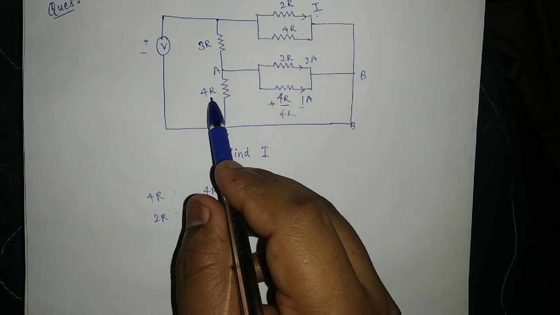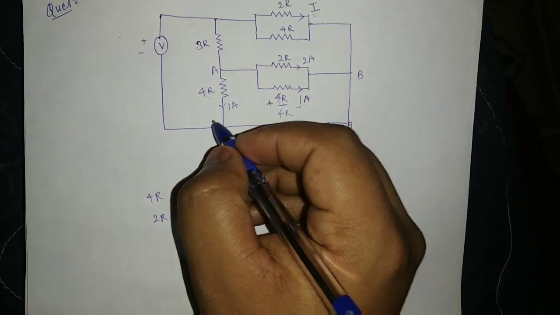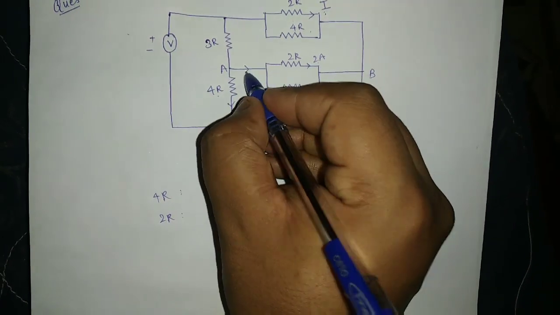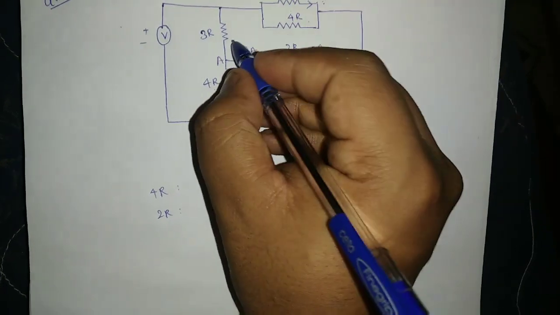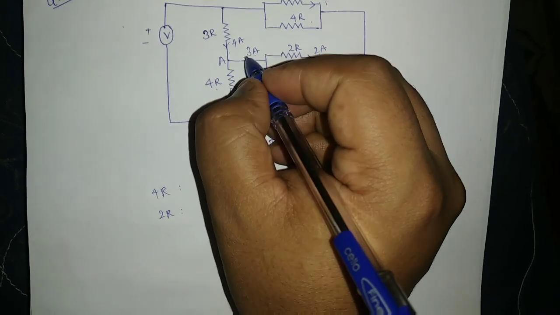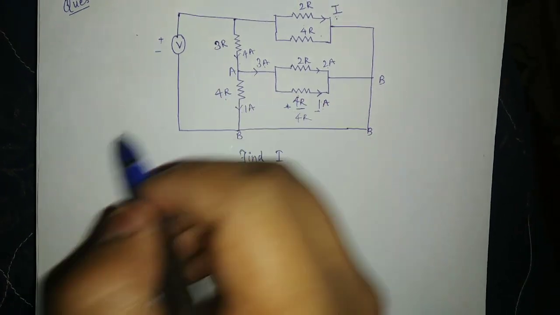Again 4R resistor will be there, so current will be 1 ampere. 2 ampere and 1 ampere is 3 ampere. 3 ampere plus 1 ampere is 4 ampere. So here 4 ampere current is flowing through 3R resistor.